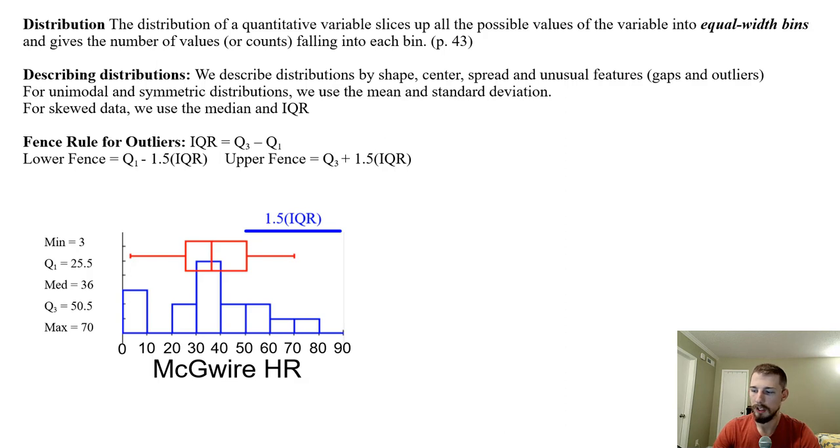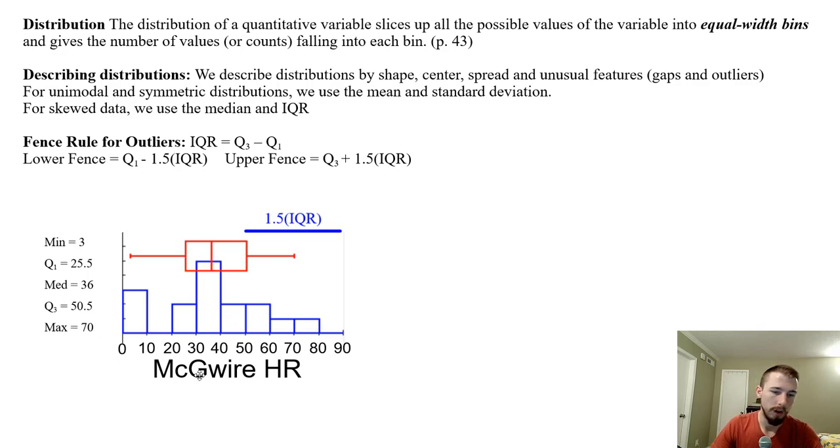So you'll notice in the assignment, I've broken down the general gist, a summary of the information that you're going to need to know. If you actually read through that information, it'll be a good review for you. And it's got page numbers so you can reference it in the book as well. So a distribution of a quantitative variable slices up all the possible values of the variable into equal width bins and gives the number of values or counts falling into each bin.